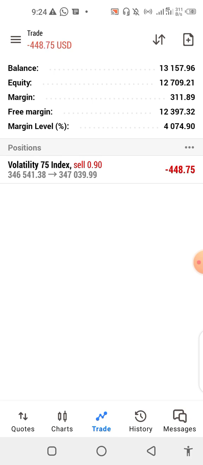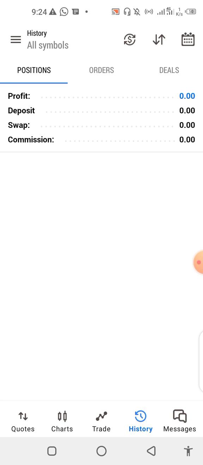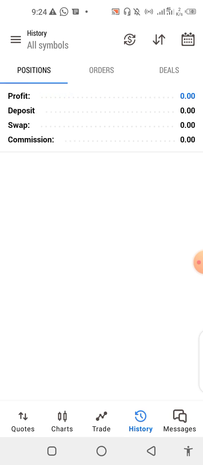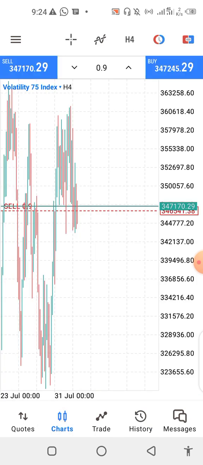You are not going to be doing this. You can also click on history here, and this will load all your trades. I actually disconnected and reconnected this account yesterday, so it's not showing, but later in the day, all my history will show. Yesterday I back tested this strategy. Now let's go to our chart. This is the most important part, so stay tuned.